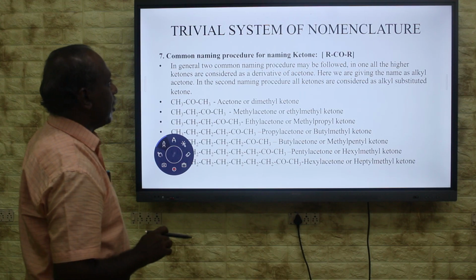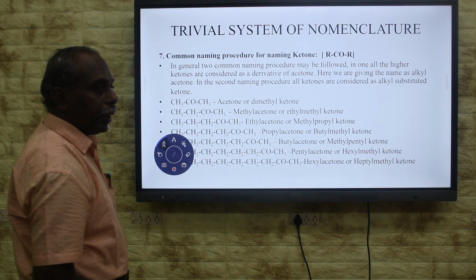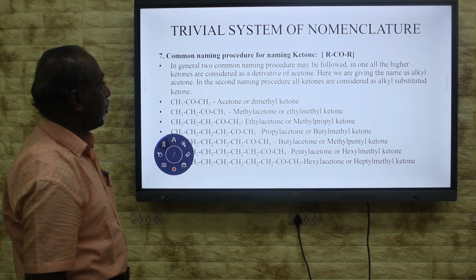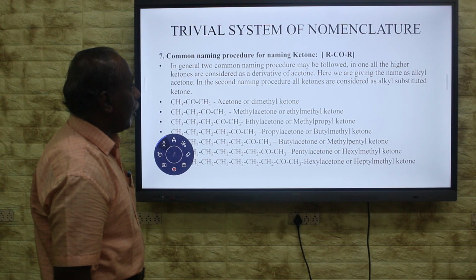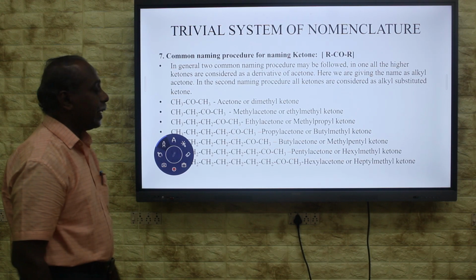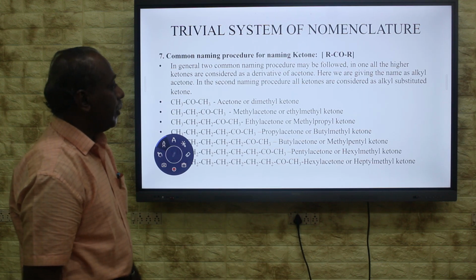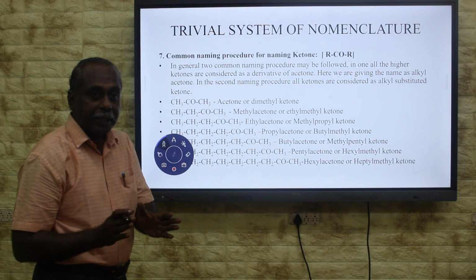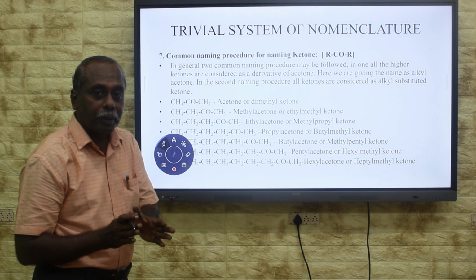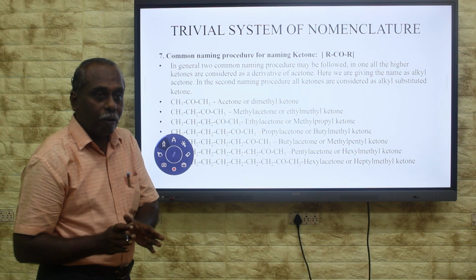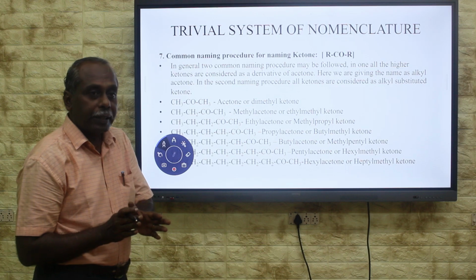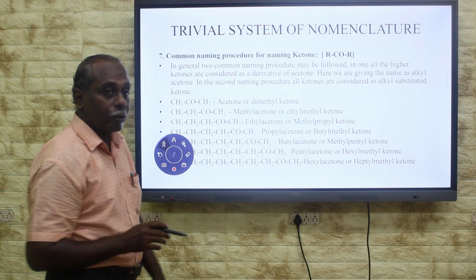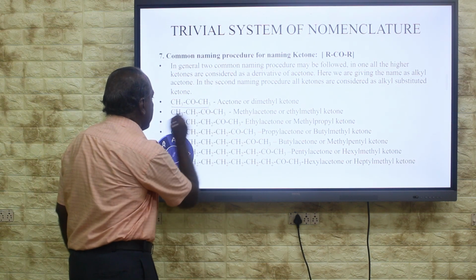Here we are going to write the common name for ketone. Here two different methods are followed for giving the common name. In one, all the higher ketones are considered as derivatives of acetone. Here we give the name as alkyl acetone. In this method, acetone is taken as the parent compound. The remaining homologues present in the series can be considered as substituted. We are going to substitute an alkyl group on acetone.